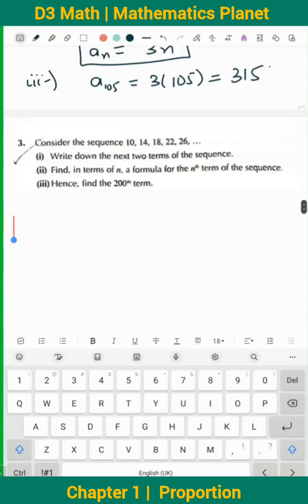Ma'am, are these questions from D2? From D3, chapter 3.